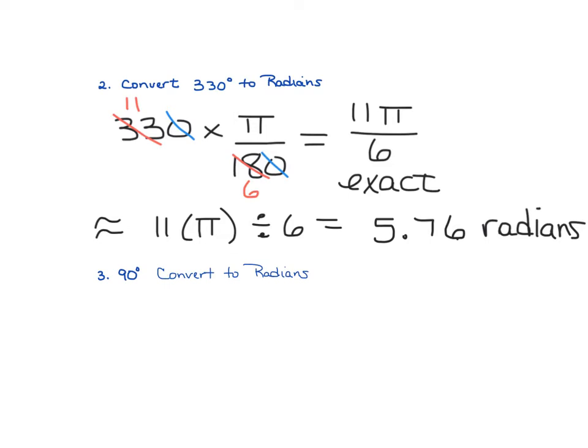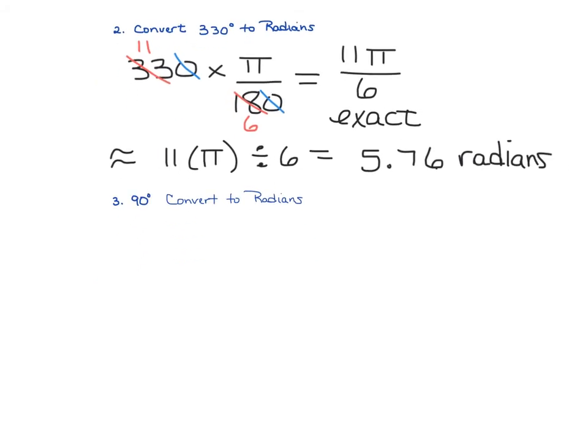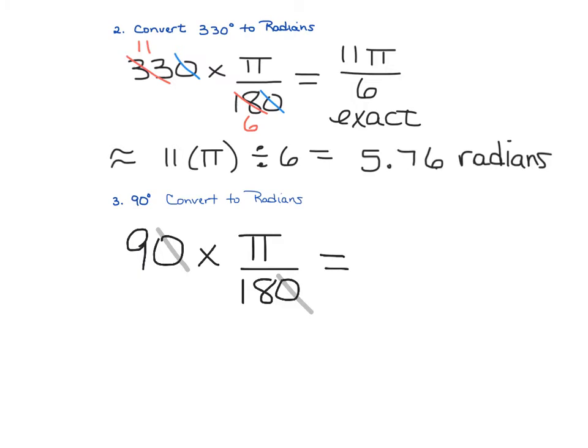The next one, I'm going to do exactly the same thing. They're giving me degrees, and I'm going to convert them to radians. So again, I'm going to take 90. I'm going to multiply it by pi over 180. I am going to simplify before I multiply. So I could cross a 0 off on both, and then I can divide them both by 9. This becomes a 1, this becomes a 2. And now I'm left with pi over 2. And these are radians.